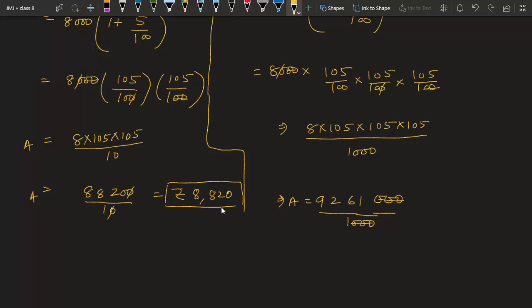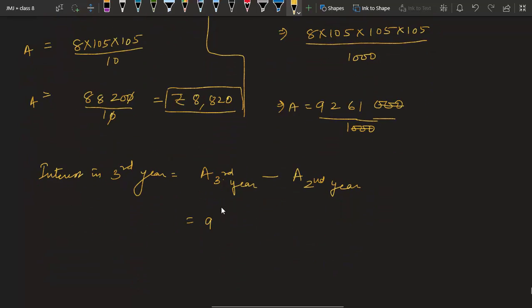So we can say the interest in third year will be equal to amount in third year minus amount in second year. Simple. Put the values. 9261 minus 8820, and the answer is 6 minus 2, 4, 12 minus 8, 4, and done. Rupees 441 she has got as interest in the third year. Now question number 8.